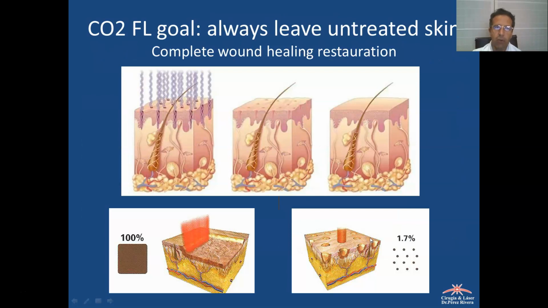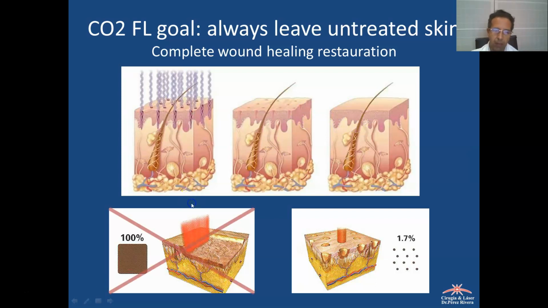And why is this important? Because we obtain the goal of this treatment: always leave untreated skin, always look for a complete wound healing restoration. It means that between each dot, between each column of heat, we leave untreated skin. And this gives us the possibility of a complete wound healing restoration, as you can see here in the drawing.